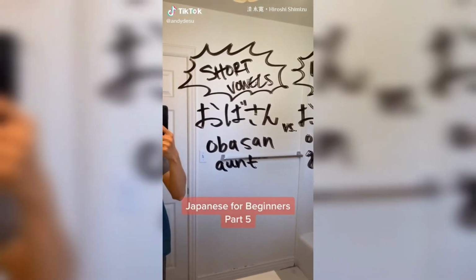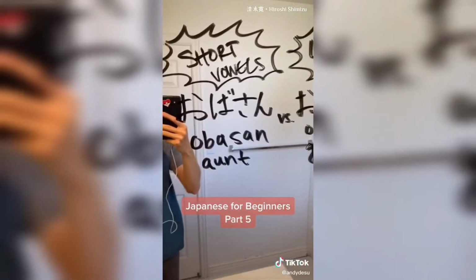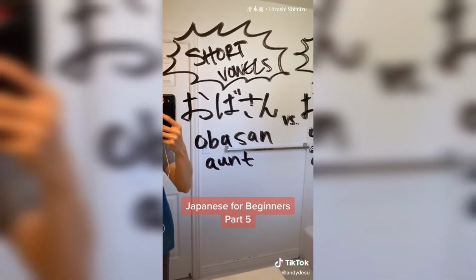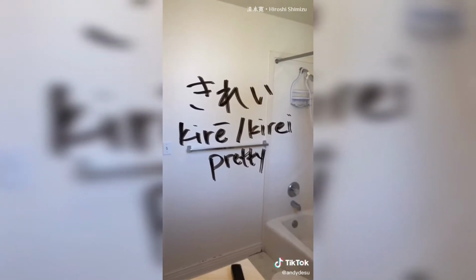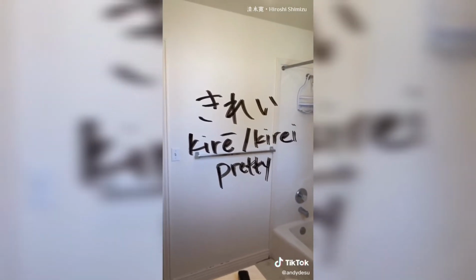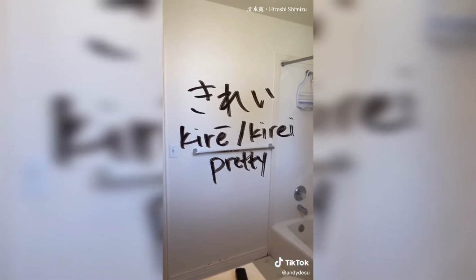In Japanese, there are short vowels and long vowels that can change the meaning of a word. For example, obasan means aunt, whereas oba-san means grandma. Here's another example. Kirei means pretty. Notice that to extend the e sound, you add the character i to the end.